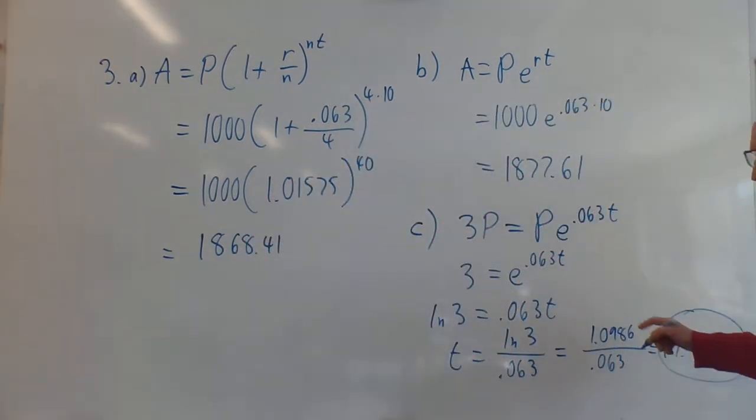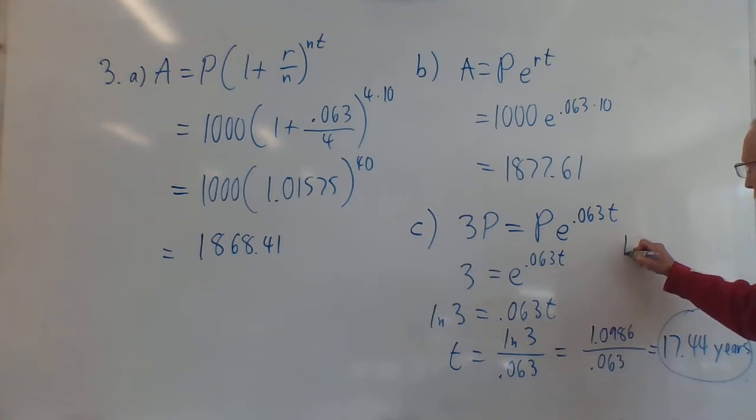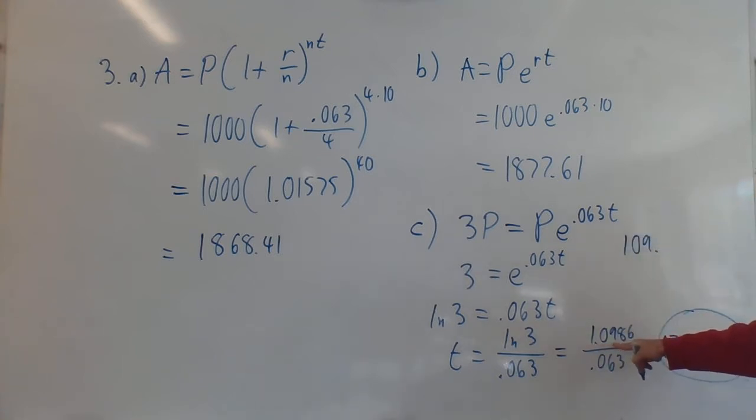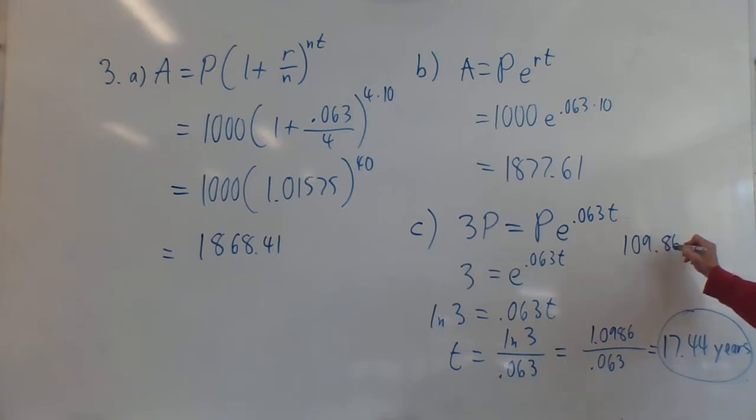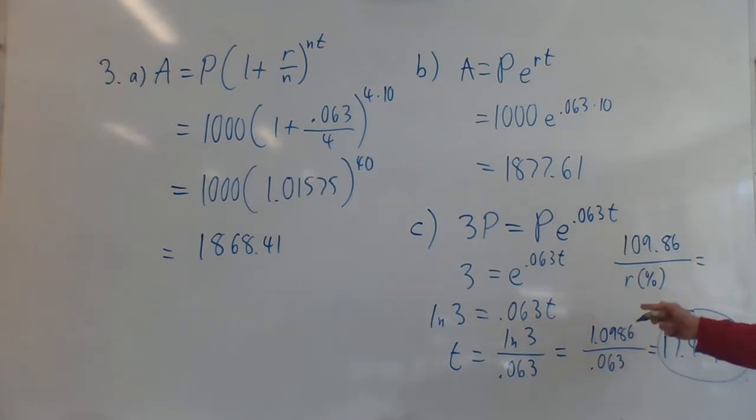So the formula to triple your money is 109.86 divided by your rate in percent, because we multiply this by 100, and that will give you your tripling time. Take 109.86 divided by your rate.